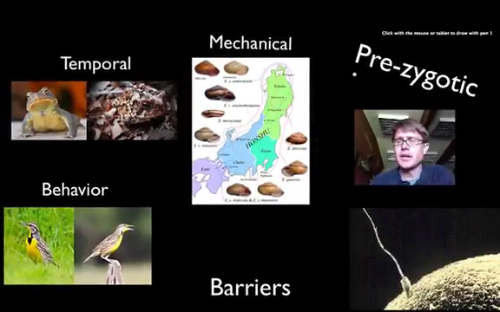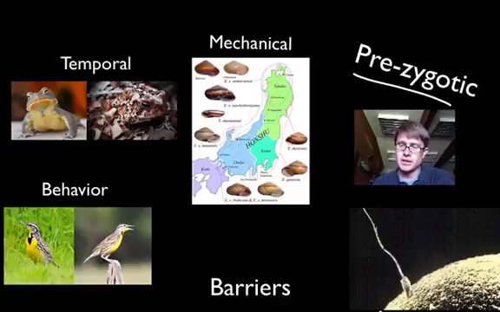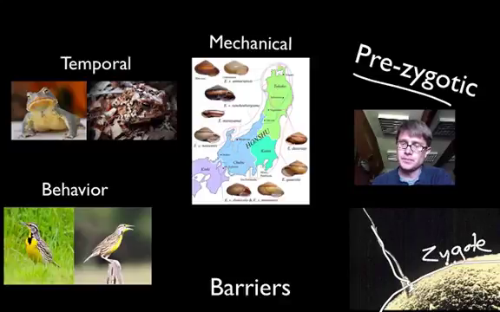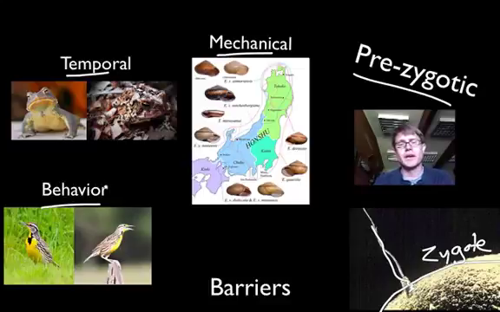And so these are all pre-zygotic barriers. A zygote is an egg that's fertilized by a sperm. So a fertilized egg is referred to as a zygote. And so these three types of isolation, temporal, mechanical, and behavioral, are all things that occur before the zygote is actually formed.